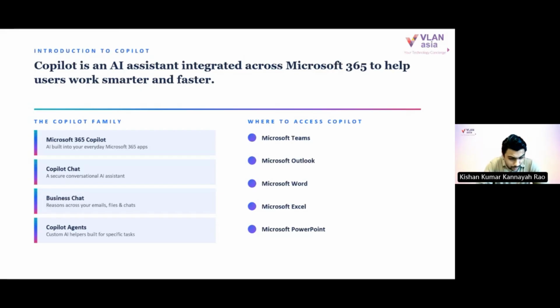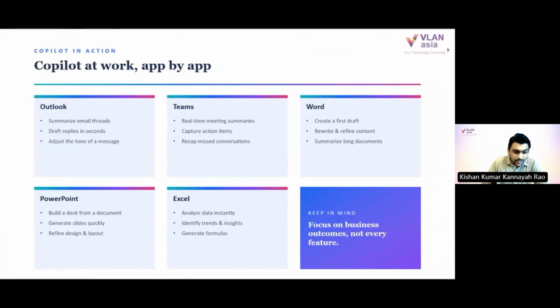For today's topic, we'll be looking at M365, the Microsoft 365 Copilot, which is AI built into your everyday 365 apps. So the whole session is about the application, not anything else. The applications that we will be covering are Teams, Outlook, Word, Excel, and PowerPoint. These are the five things that we'll be covering today on 365 Copilot. So, Copilot at work, app by app: what are the things you can do using Copilot?